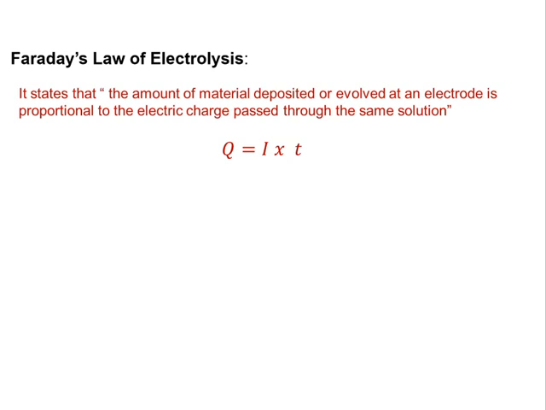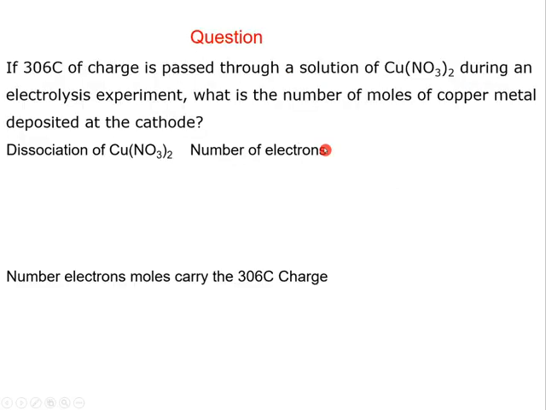Okay, Faraday's laws of electrolysis. It states that the amount of material deposited or evolved at an electrode is proportional to the electric charge passing through the solution. So the electric charge that you pass through the solution tells you how much of your metal or material will be deposited on the electrode. Okay, let's look at an example. Charge is equal to current times time.